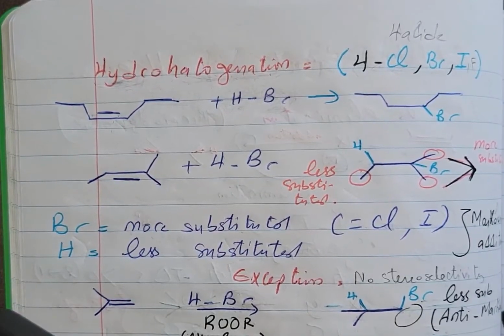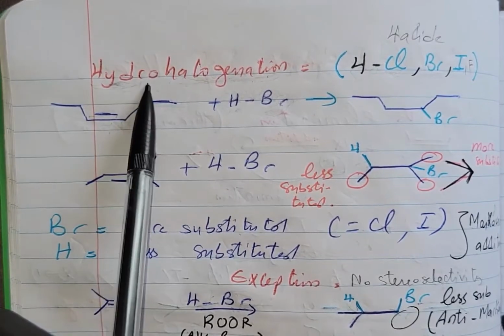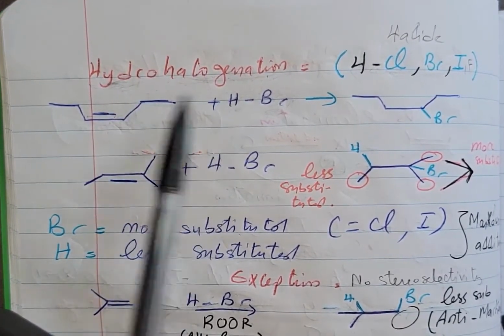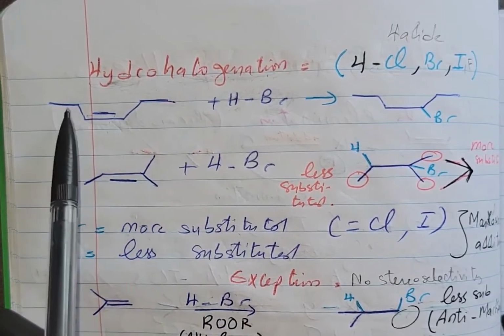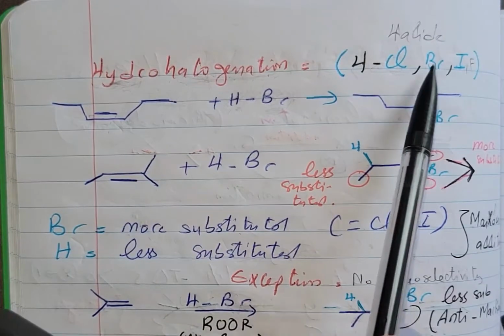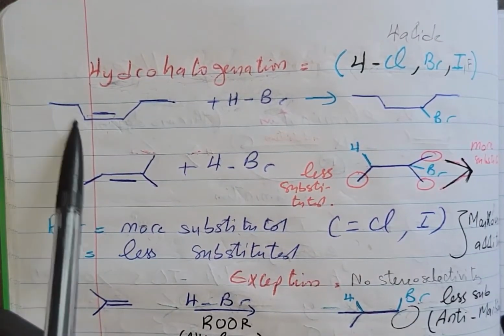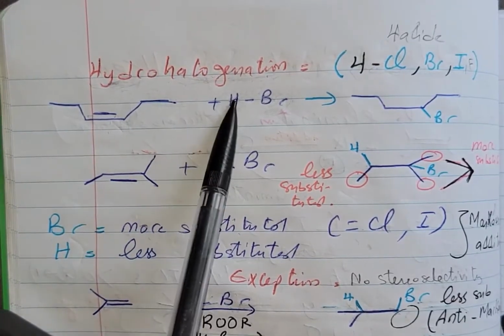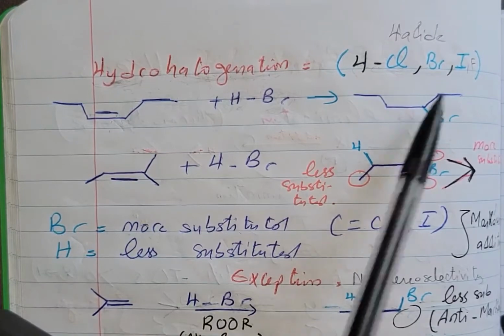Hi friends, in today's video I'm going to talk about hydrohalogenation of alkenes. Hydrohalogenation is the addition of a hydrogen and a halogen to an alkene. Most of the time it's performed with chlorine, bromine and iodine, and rarely with fluorine. So here we have a hexene, we add to it a hydrogen and bromine in order to perform the hydrohalogenation.